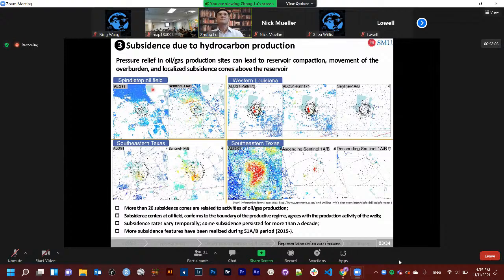I'll show you a few examples. This is Spindletop oil field in Western Louisiana, Southern Texas, different tracks. So you can see why I'm so crazy to show you data from different tracks. The deformation we see is very small, very localized. So how do we trust the measurements if we don't have ground truth data?